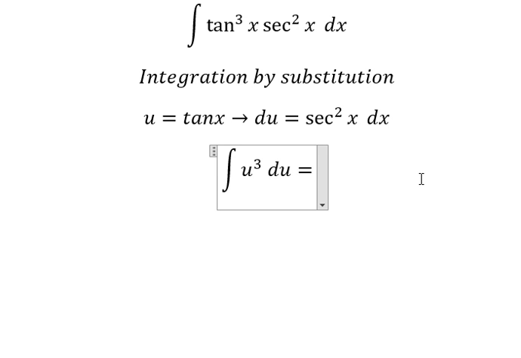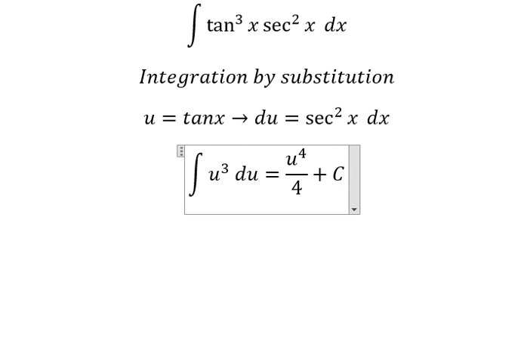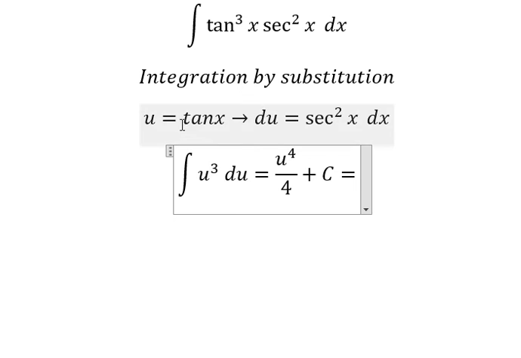The integration of this one, we have u to the power of 4 over 4, plus c. Then u is tan s.